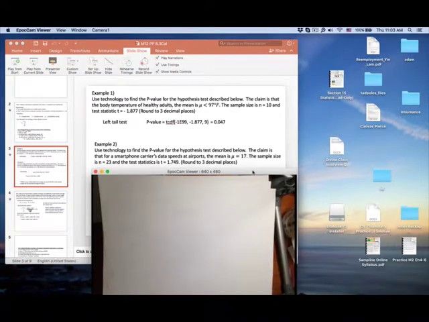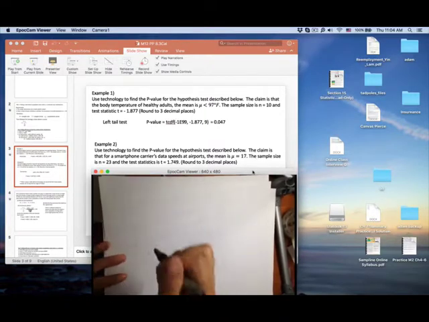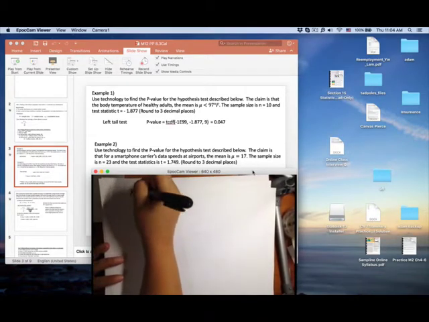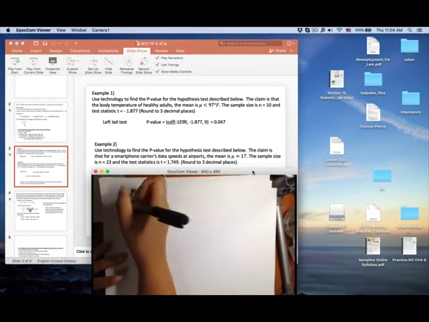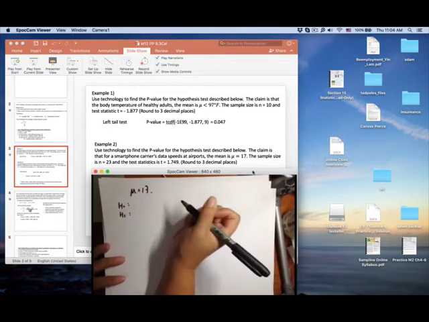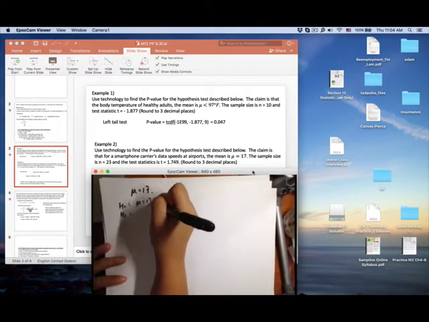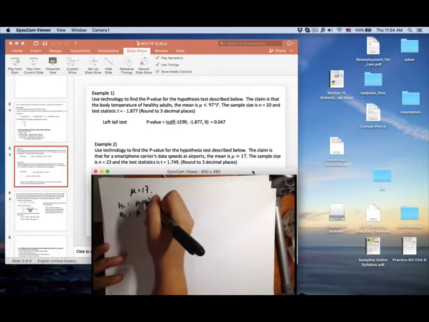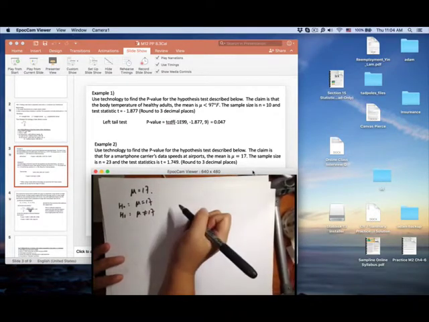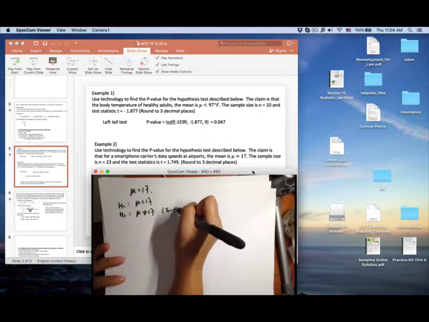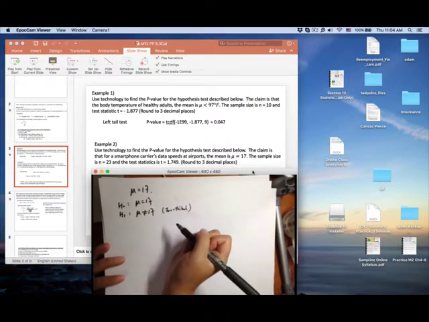Example 2. Use technology to find the p-value for the hypothesis test described below. The claim is that for a smartphone carrier's data speed at an airport, the mean is equal to 17. So this is my original claim statement, equal to 17. Write down the null and alternate hypotheses. The mean is equal to 17, and since we don't have the equal for my alternate hypothesis, we do the opposite, which is not equal to. That will be the two-tail test.